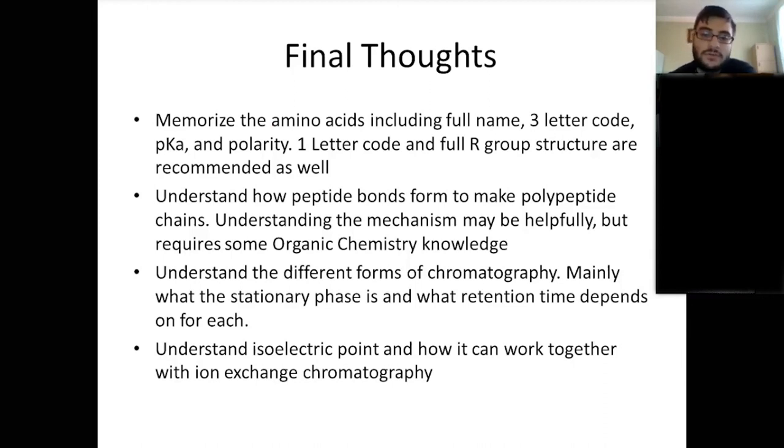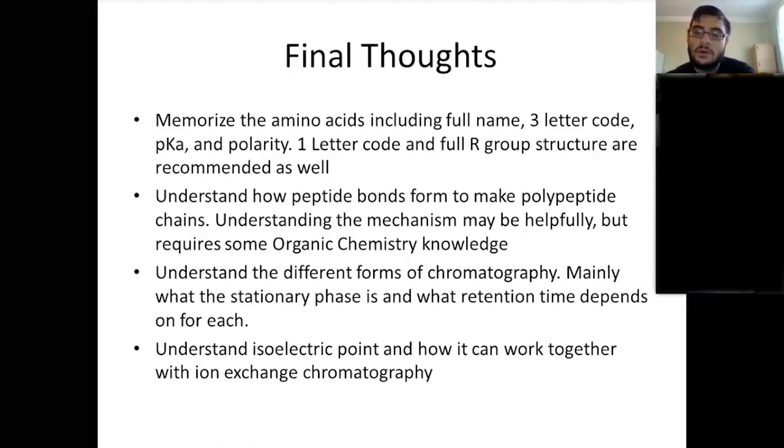Understand the different forms of chromatography, mainly what the stationary phase is and what retention time depends on for each. Like I mentioned, if you understand the general ideas of chromatography, if you look up any other chromatography, like thin layer, gas, whatever, this is what you would look for. What is the stationary phase? What does the retention time depend on? And you'd be able to understand it.